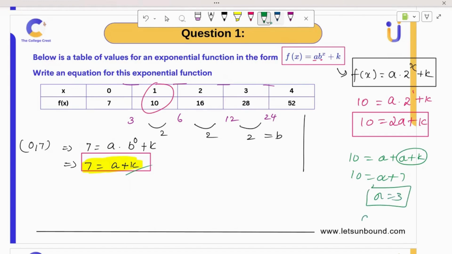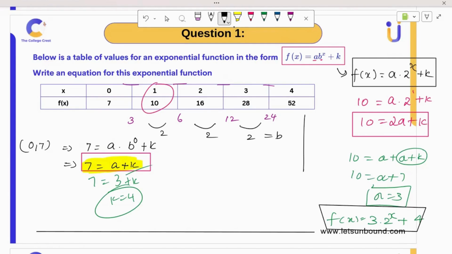So f of x is 3 into 2 power x plus k. What is k? Very simple. When a is 3, then your k is going to be 4. Right? So this is going to be 4. That's our final answer.